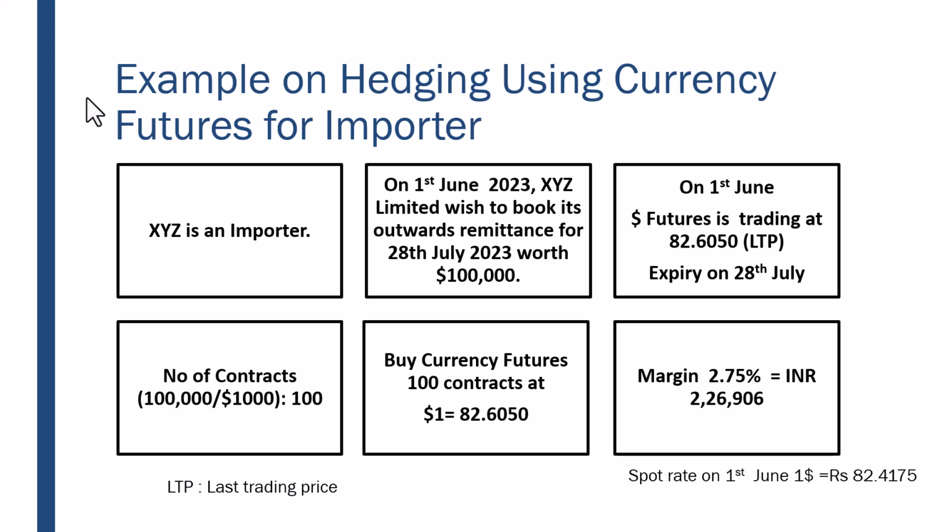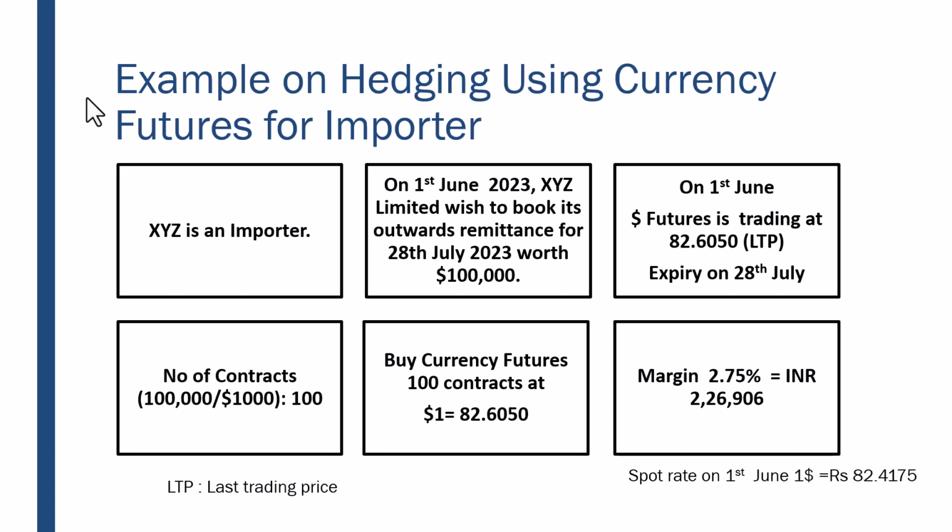So I'll just explain that. If you are an importer, that means you have to pay dollars to someone after 1 month, after 2 months, after 3 months. So you need dollars. You don't have dollars with you. You are short in dollars. If you are short in dollars, you will take just the opposite position. You will take a long position in the stock. You will buy dollars. So when you buy dollars, you will make money only if the dollar goes up. If the dollar goes down, you lose money. So you are bullish on dollar, the dollar is going to go up. You took a long position because you are short on dollar.